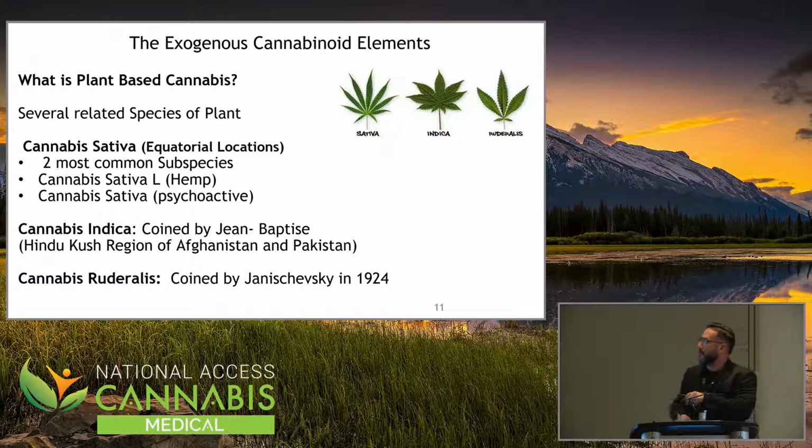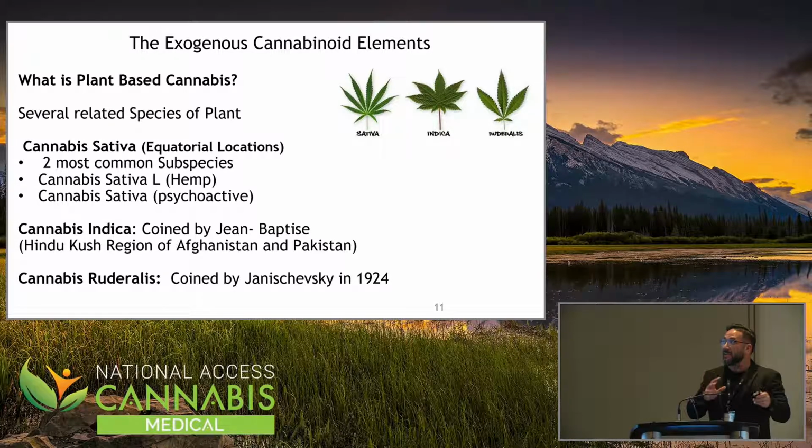But then you have this ruderalis. We see this often. Hybrids tend to look like that as well. Okay, so we have different species. We already spoke about that. The two most common ones are Cannabis sativa and Cannabis sativa L, which is the hemp. But then we also have the Cannabis indica. I'm not going to go back through that.